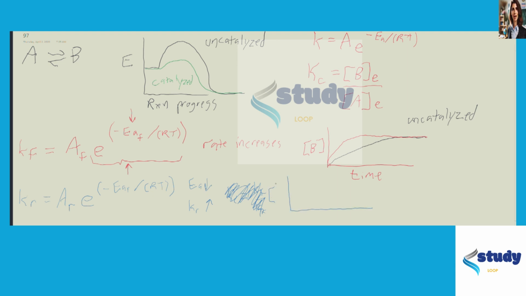This time in the reverse reaction, we're forming A. And so we can start off and say we're trying to form some final concentration by that method, uncatalyzed. But if we take a look at blue, which is our catalyzed rate, we get to the same concentration just faster.